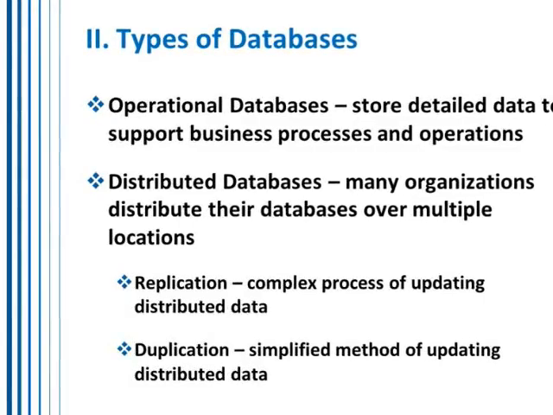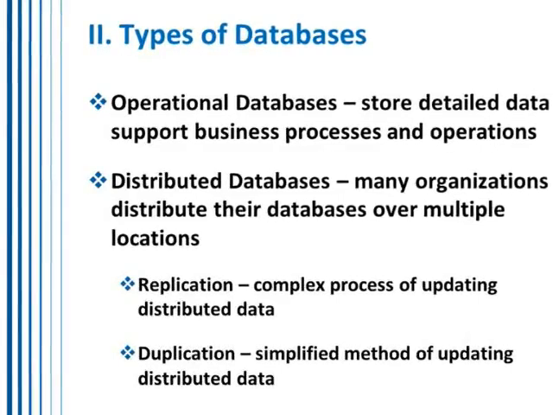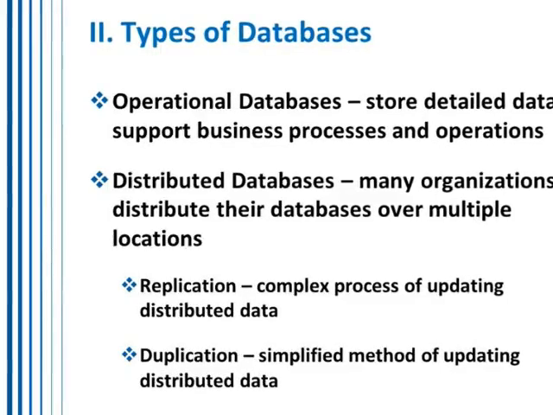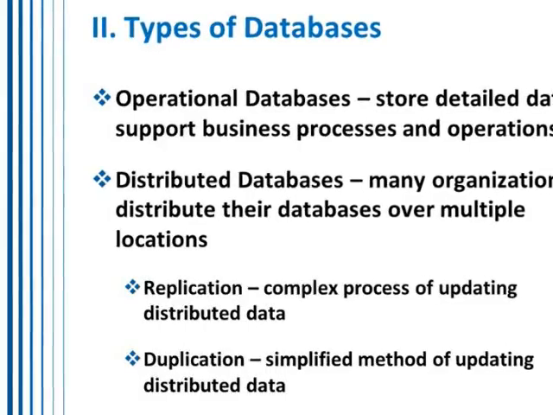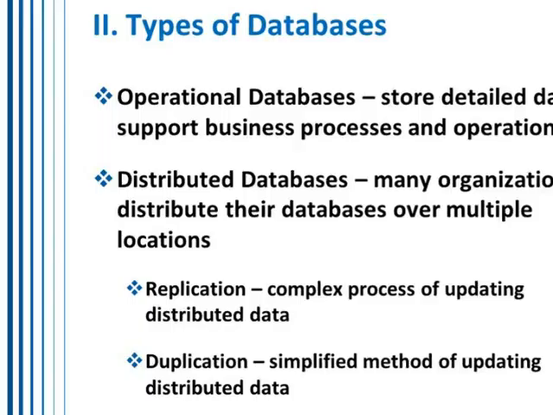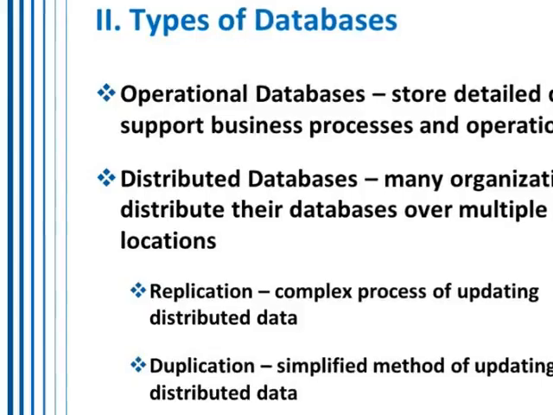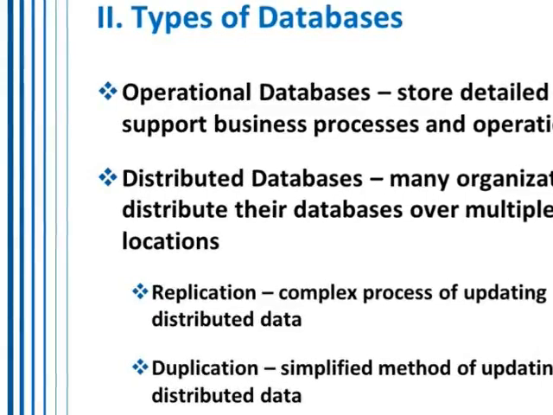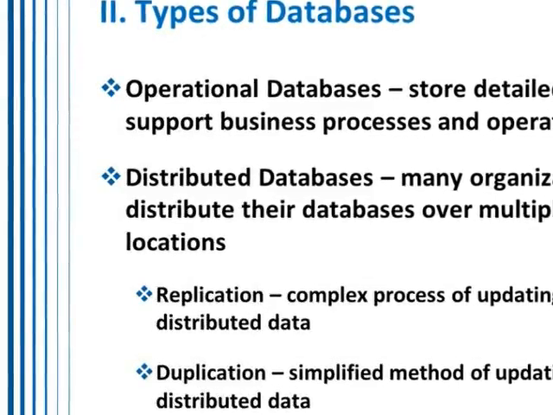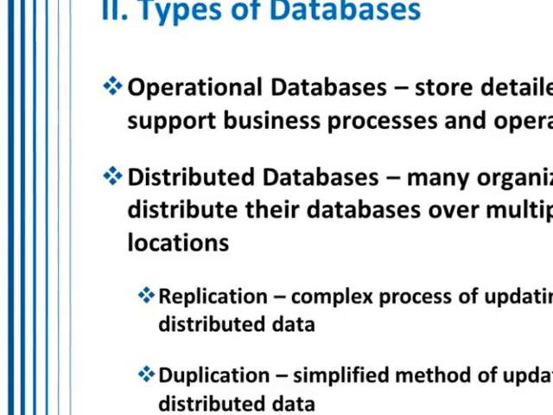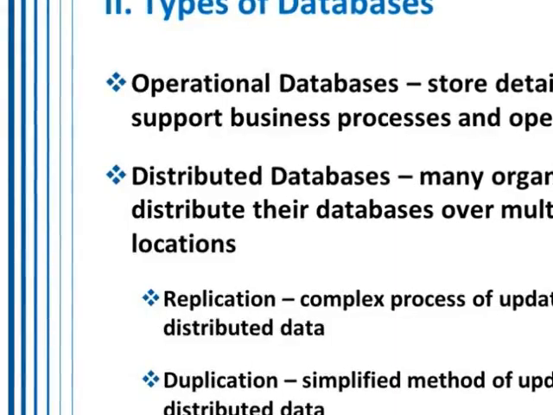Then there's distributed databases. Many organizations that are regional, national, or global rely on these distributed databases over multiple locations. They keep the data in sync by using one of two methods. One method is called replication, and the other is called duplication. Replication can be much faster as it only updates specific fields of the database that have changed. Duplication is like copying the entire database. It's slower and much more inefficient, but sometimes you need that slowness and inefficiency to be absolutely 100% correct.